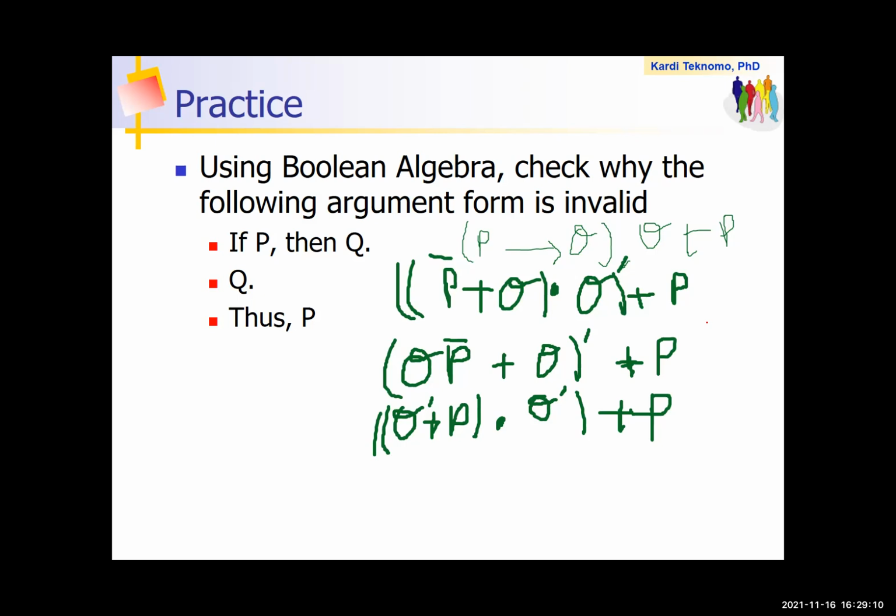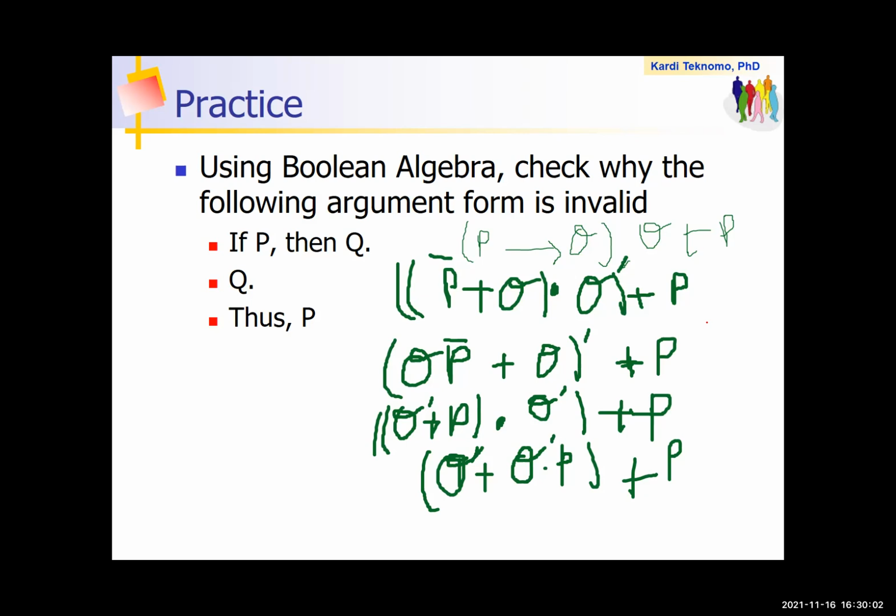And then what will you do? Why is that 1? Which one makes it 1? Q accent multiplied by Q accent is still Q accent, right? Plus P times Q accent, still P times Q accent. Okay, and then plus P.